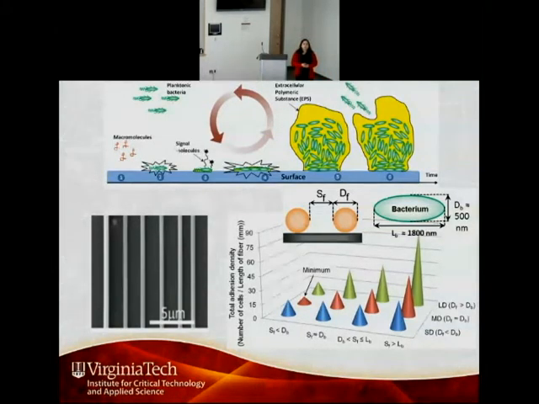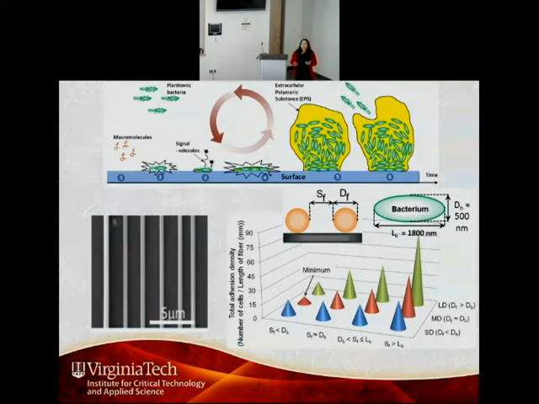In order to achieve that, what we did was to develop these model surfaces with well-defined and well-ordered surface topography and spacing between the topographies. And the take-home message is this plot right here, where, as you can see, by changing the spacing between the surface topography features and the size of the topography, we can control the total adhesion density of bacteria on the surface. So the key word here is to control.